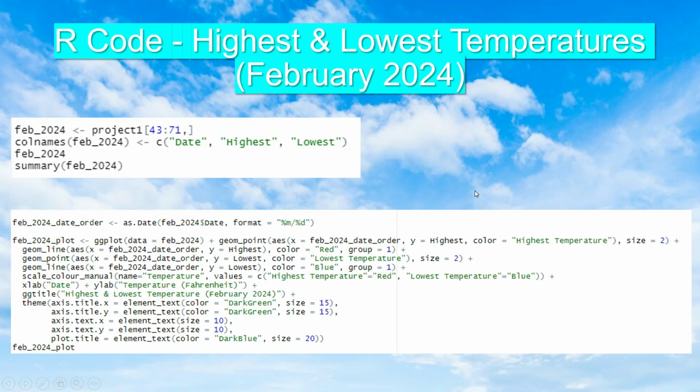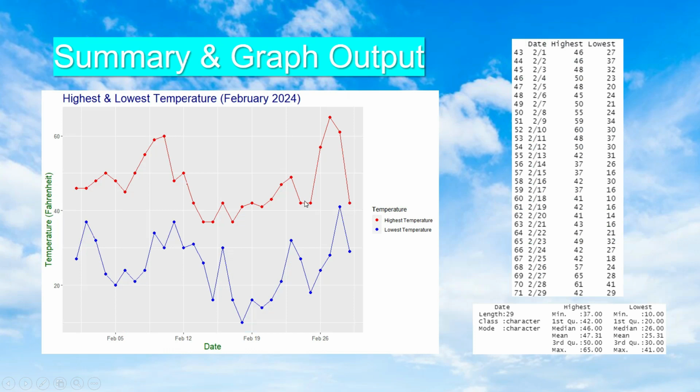Here's for February 2024. I did the same procedure, subset it from 43 to 71. And here's the code. And now we could see here that the starting day was 46 degrees and the low being 27. We also see the summary here. We can see that the high was being 65 degrees with the max, and the high with the min is 37. The lowest being 10 for the min, and the lowest for the max was 41 degrees.